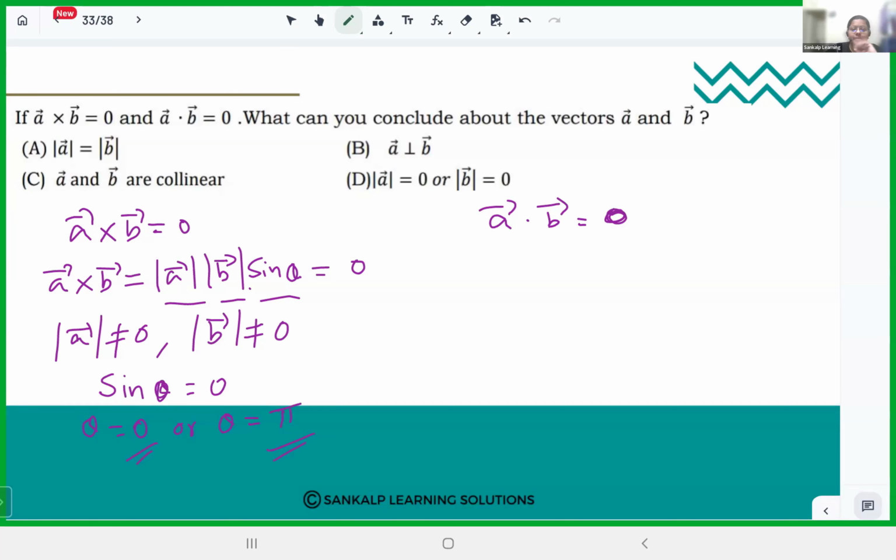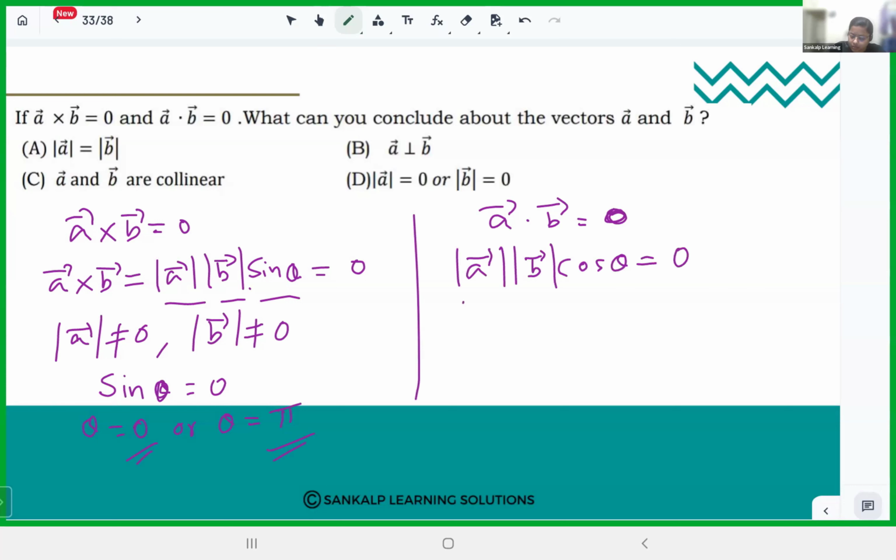for 0 and by sine theta is equal to 0. Now let's take the second condition. Both the conditions should be satisfied, right? So if A dot B is equal to 0, which means magnitude of A into magnitude of B into cos theta is equal to 0.